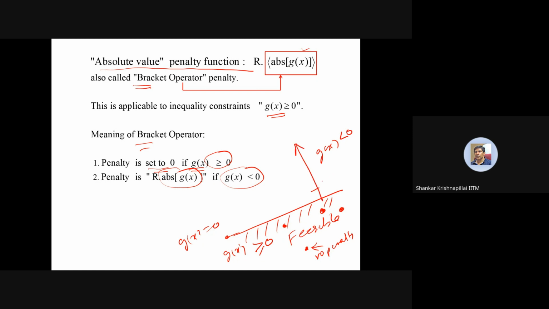Now suppose you are going out of the feasible region. So g of x is equal to -1, -2, -3, -4. What is the penalty if your xy point has gone here? Penalty is the absolute value of -1, equal to 1. What is the penalty if your xy point has come here? The absolute value of -2 is equal to 2. And what is the penalty if your xy point has come here? Absolute value of -4 equal to 4.